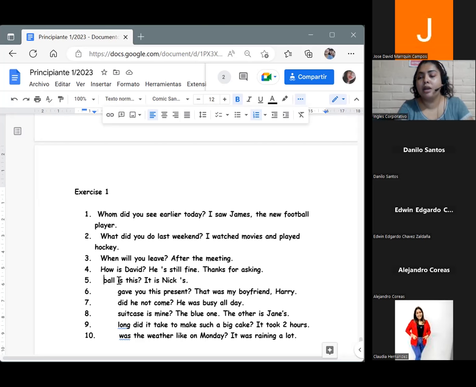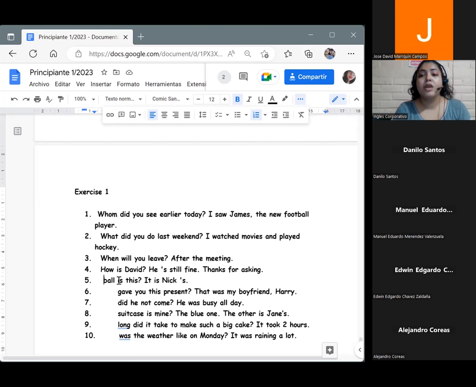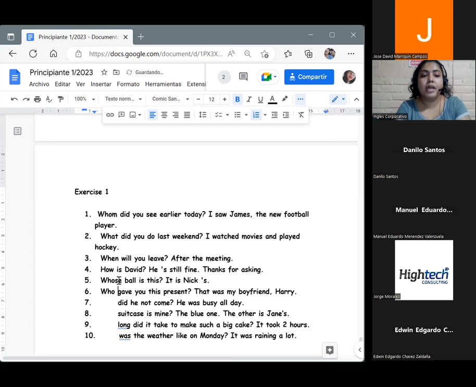Preguntamos por pertenencia. ¿Cuál es la WH word que usamos para pertenencia? Whose. En este caso, whose. No preguntaríamos what, porque en ese caso no nos va a dar una respuesta de quién es, ¿verdad? Sino que whose. Next one. Gave you this present. Si la respuesta dice que me lo dio mi novio Harry, ¿cuál pregunta? Who? Excellent. Who gave you this present?